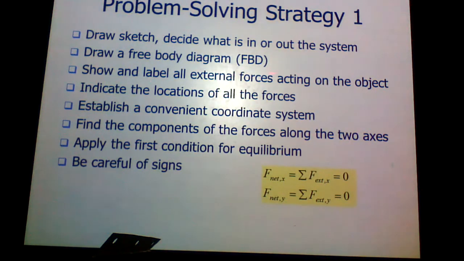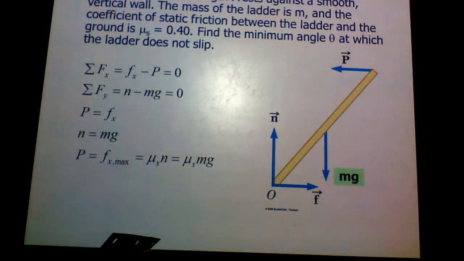So let's draw a free body diagram. Let's talk about all of the forces that are acting on the object. I want to label all of those forces. I want to indicate the locations of all of those forces. Let's establish a coordinate system. Let's look if there are components of them. We're doing all of that by just drawing our free body diagram. And then we can think about net force or net torque and still follow our signs of X and Y direction. So that's our first strategy.